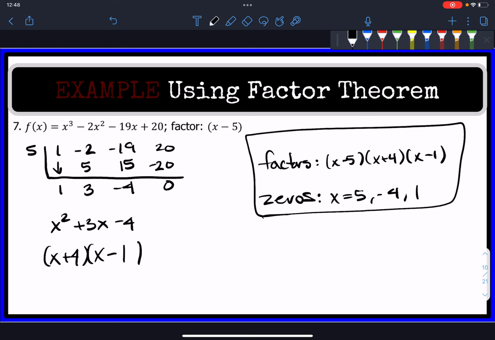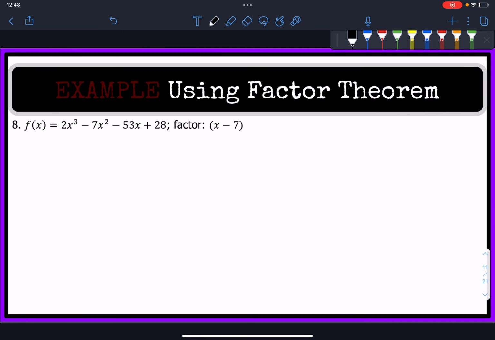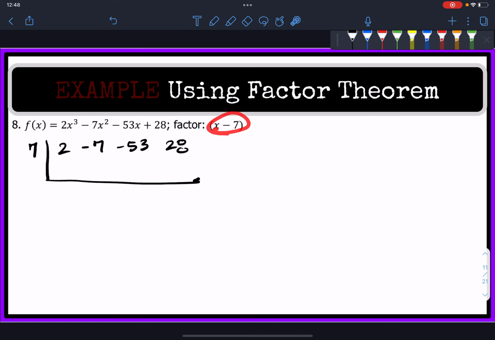Which now leaves us to our last example, example number 8. For this example, you'll see that the coefficient is a 2, but again, nothing changes. We're going to put 7 on the outside. 2, negative 7, negative 53, and 28. And again, since I'm telling you that x minus 7 is a factor, then I know I'm supposed to end up with 0 at the very end, okay?